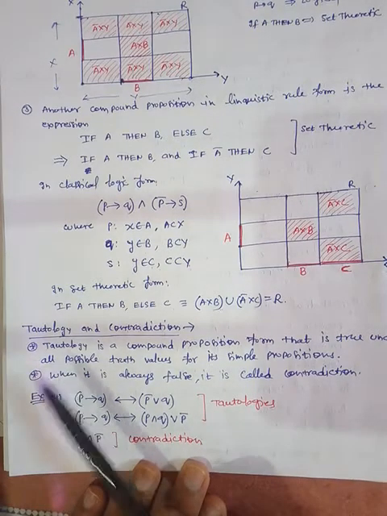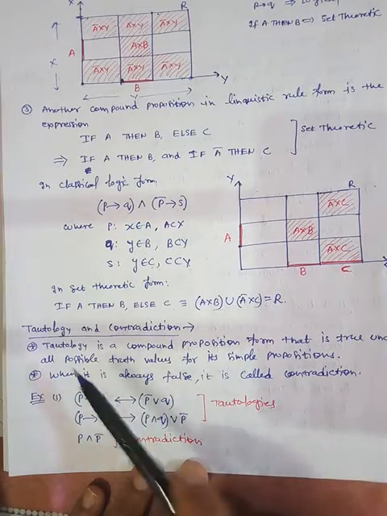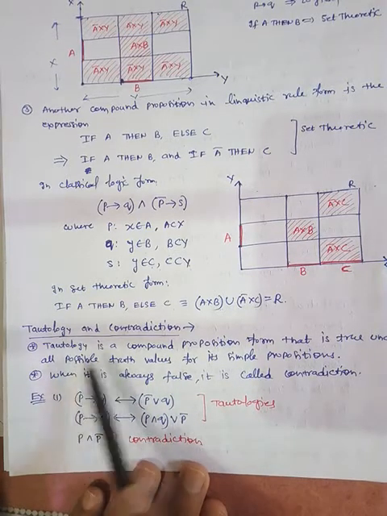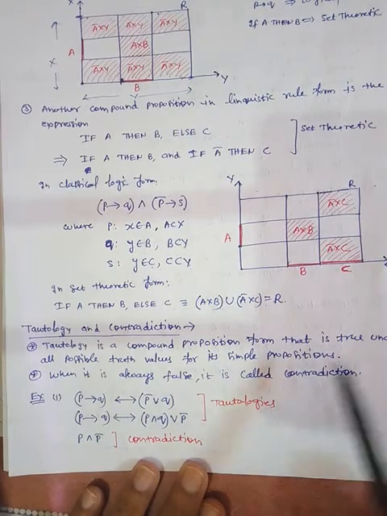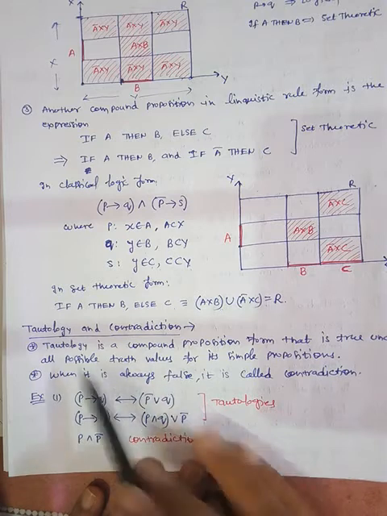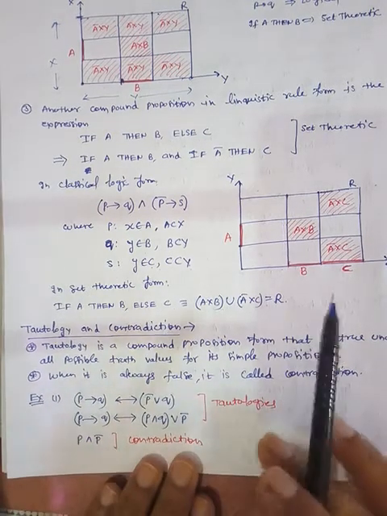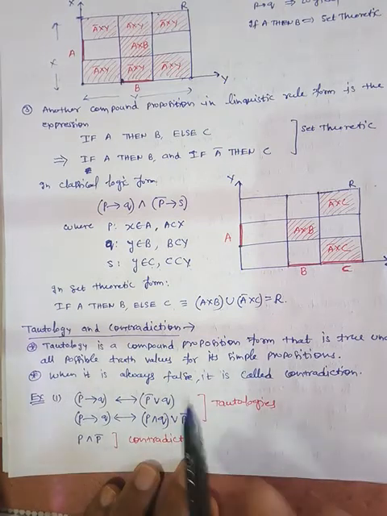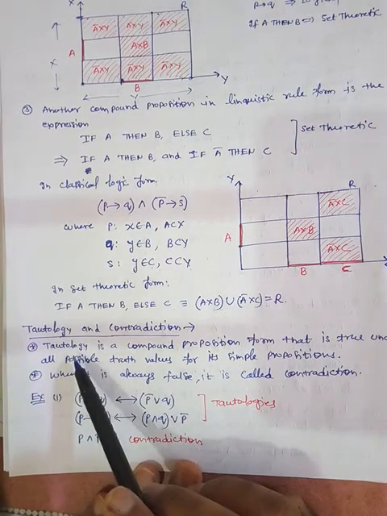Students, in this video I am going to discuss tautology and contradiction. So what is a tautology? Tautology is a compound proposition form that is true under all possible truth values. That means a tautology is just like a statement which is always true. Whatever the input, the output is always true. So that type of statement is known as a tautology.